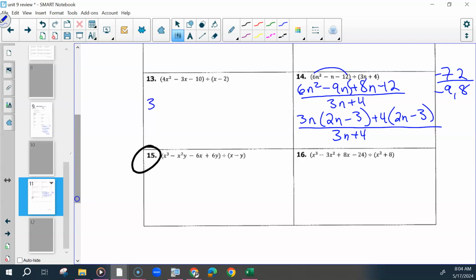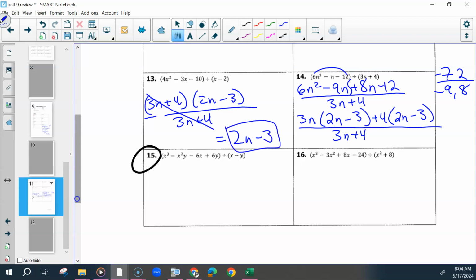And then we have 3n plus 4 and 2n minus 3, all over 3n plus 4, leaving 2n minus 3 as our final answer. Other questions?